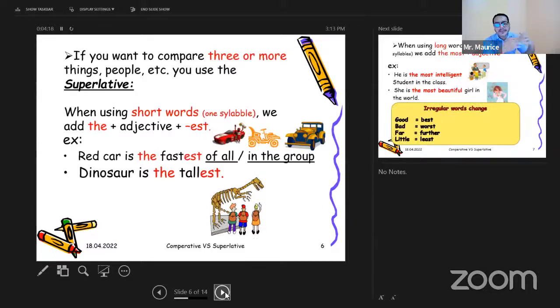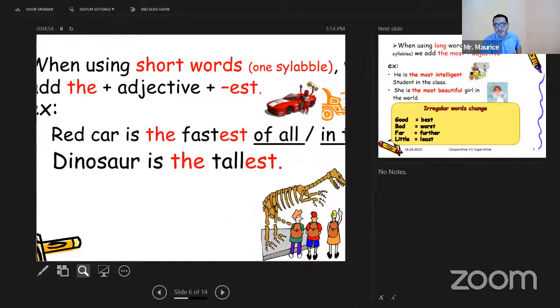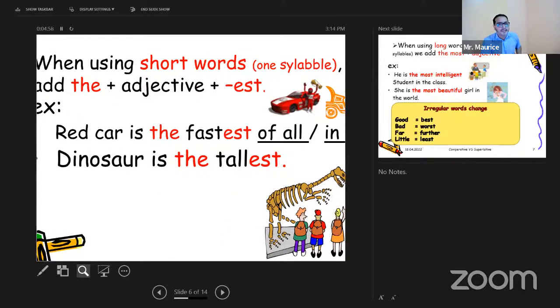Okay, so now it's time to practice the superlative form. The superlative form is the way we emphasize when one person, object, or animal has a grade of superiority or inferiority. All right, so once again, it's actually the same rule. For short adjectives, we're going to use the suffix est. For example, the red car is the fastest, or the dinosaur is the tallest.